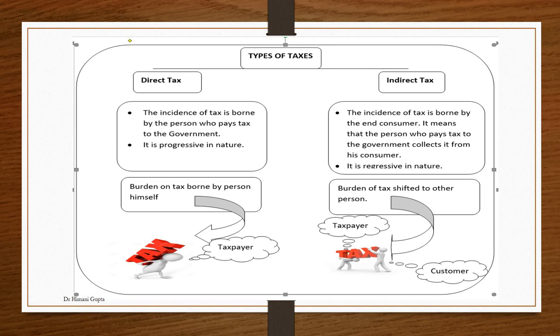Over here in this diagram, you can see that the burden of tax is shifted to the consumer. The shopkeeper is a taxpayer who is paying tax to the government, but he is shifting his responsibility of paying tax, or you can say the burden of paying tax, to the consumer. He is charging the whole tax from the consumer. So, the ultimate burden to pay tax is on the consumer.